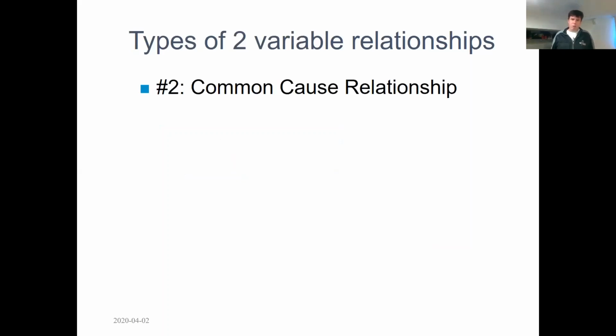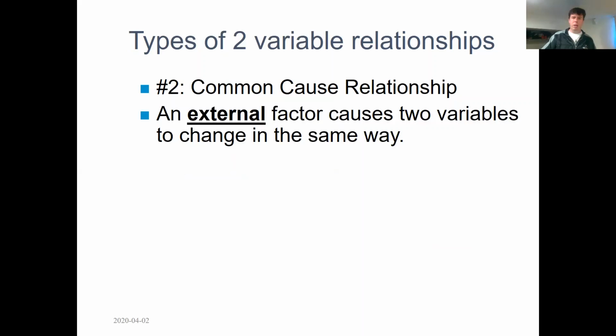Type 2 of causation is a common cause relationship. And this is the one that you will likely run into the most. It impacts a lot of the kind of data we deal with in school, where it is not one variable that changes, it is multiple things that can impact. So a common cause relationship means that an external factor actually causes the 2 variables to change in the same way.